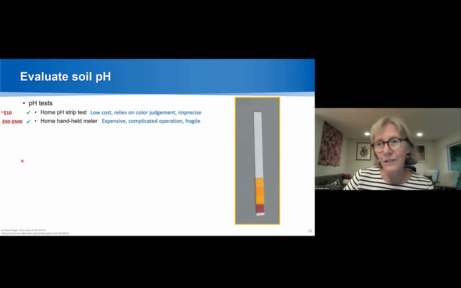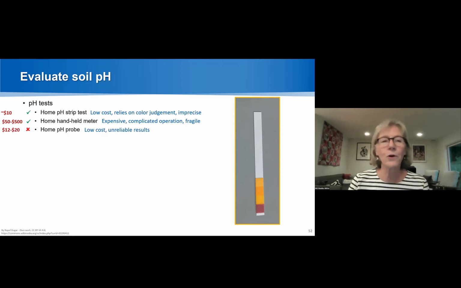There are some handheld meters that a home gardener can use, and they can range very widely in cost, from $50 up to $500. This range is driven by how precise the results will be. The $50 version is still good. It just is a little bit less precise in the results. These are, as I mentioned, somewhat expensive. They can be difficult to operate, and they're fragile. So there's a sensor in them that has to be kept moist, and if the sensor dries out, then the meter won't work. So they need to be managed and handled a certain way, and they need to be calibrated.